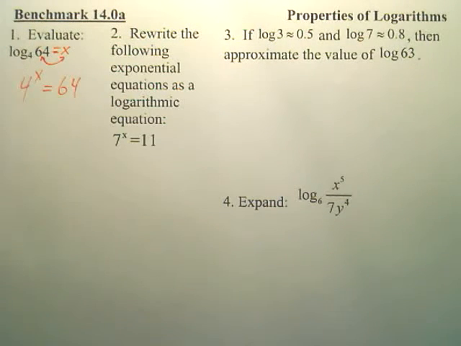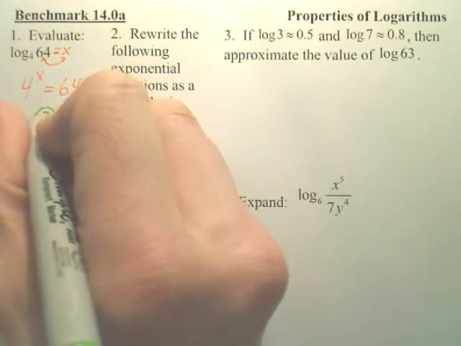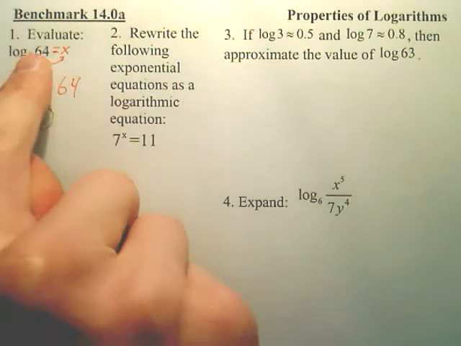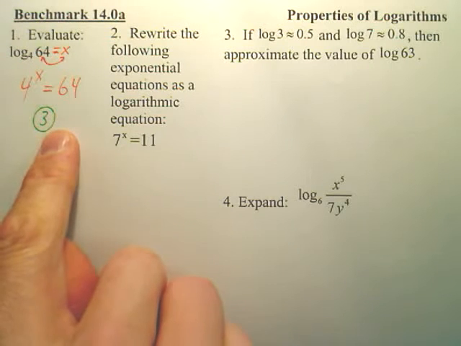Again, I cover up the log, switch those two, and from there you look at it and you just use your brain and go, okay, 4 to the what power is 64? You should hopefully understand it's 3. 4 to the third power is 64. On a benchmark, these will always be a whole number of some sort.